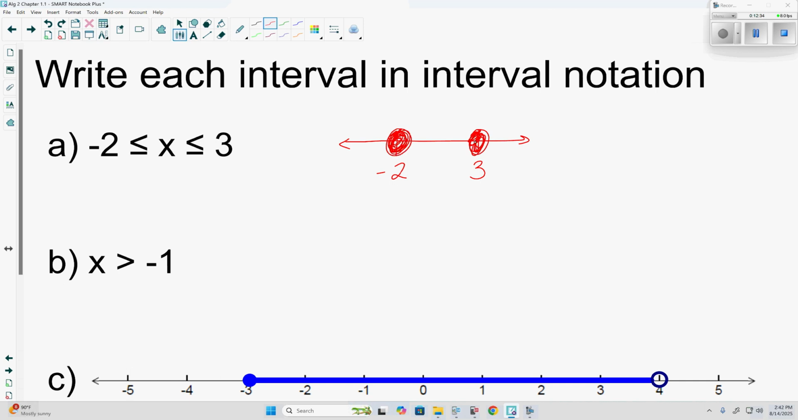Now we need to figure out where we shade, yes? The way that I remember this for the most part, x is in the middle between our 2 endpoints, yes? So we shade in the middle, it's between them. Now here we have one inequality, we have one statement, we have 2 endpoints, it is bounded.